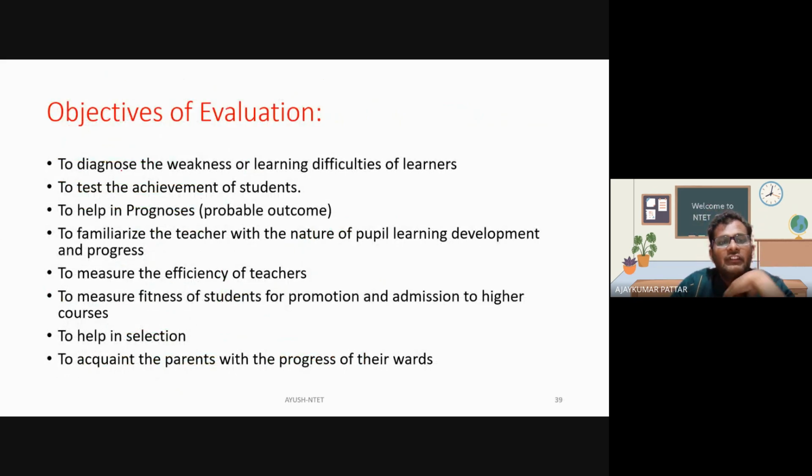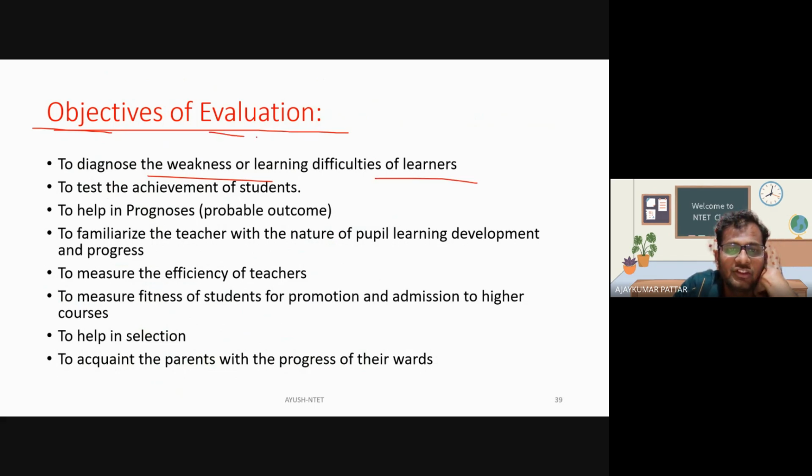Then objectives of evaluation. So what are the objectives of evaluation? Same things are repeating but with a different heading, so you already know the concept. What is the main objective of evaluation? To diagnose the weakness or learning difficulties of the learners, to test the achievement of students, to help the prognosis, that is the probable outcome, to familiarize the teacher with the nature of pupil learning, development and progress. That is the objective of evaluation. After evaluation, we look at something in all these things. That is the objectives of evaluation.